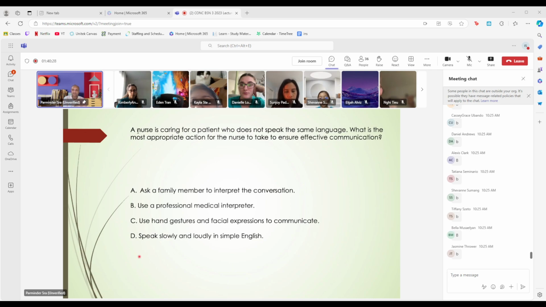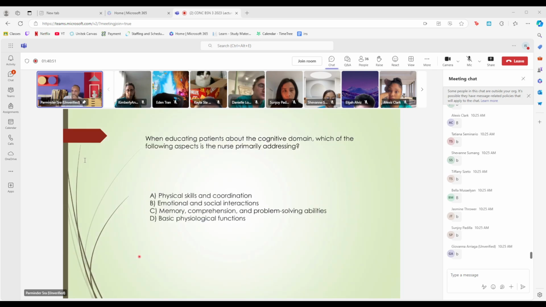Okay, great. Yes. Always use a certified professional medical interpreter, not a coworker, not a family member. We do not want to alter the information while we're trying to pass it on to the patient. Okay. Now these domains get confusing as well. So please make sure you understand which one is what.